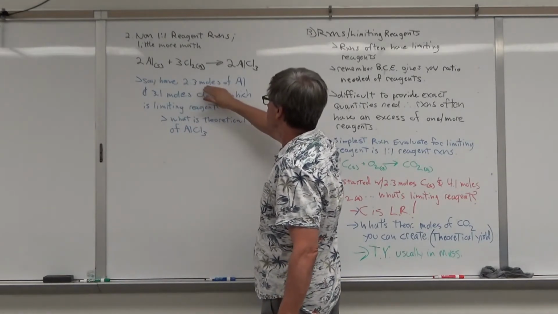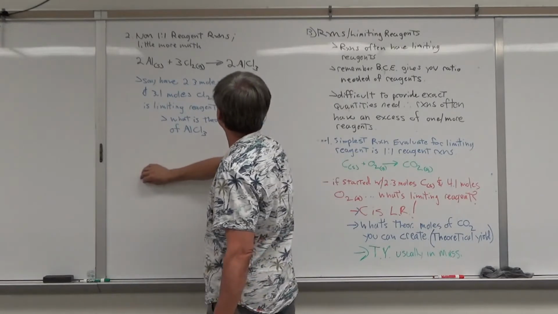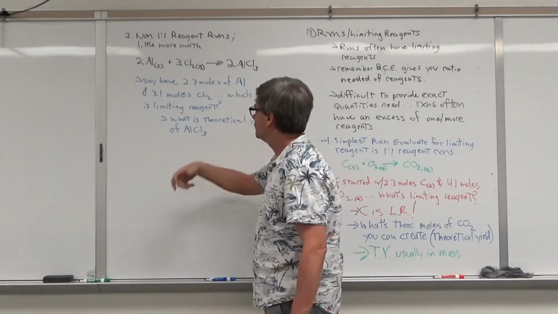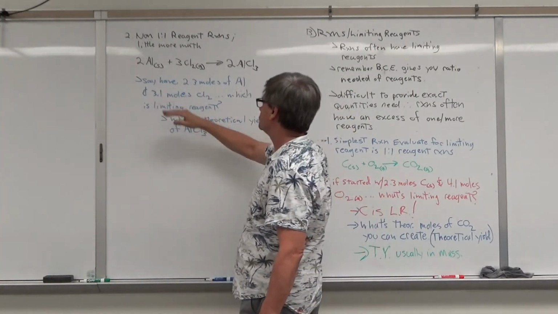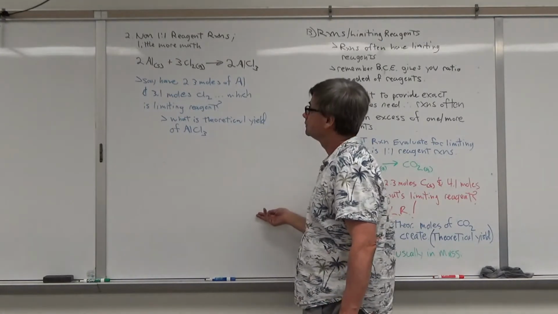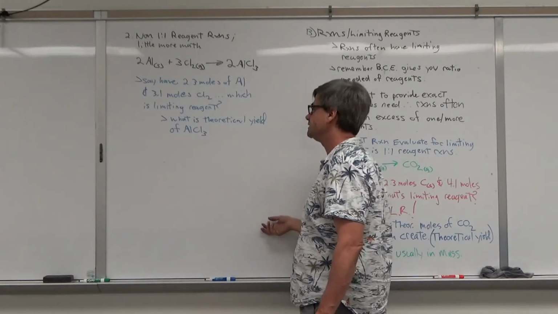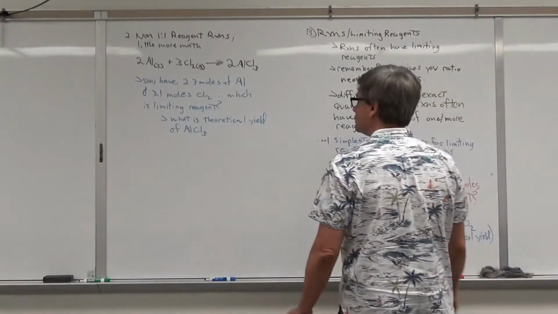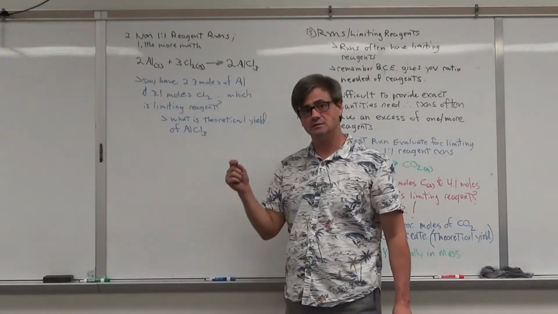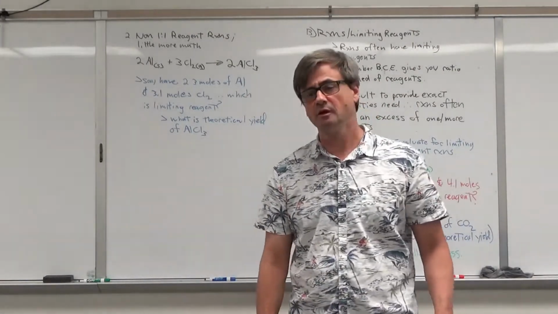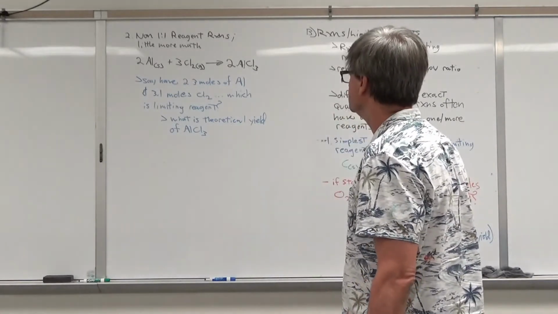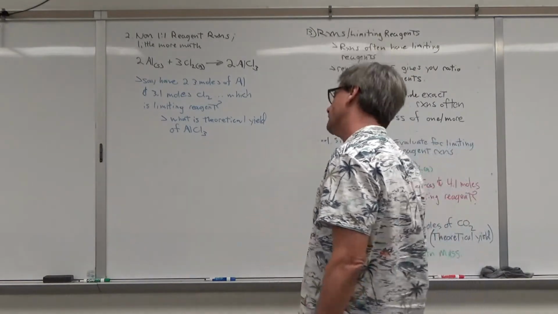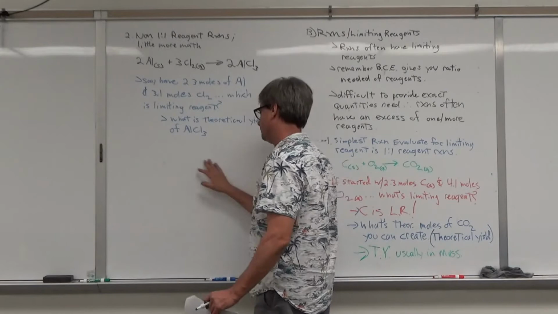Take each one of these and say, well, given 2.3 moles of aluminum, how much chlorine would I need? And then I go, well, given 3.1 moles of chlorine, how much aluminum would I need? One of those will generate more than you got. And if it generates more than you got, you know that it itself is the limiting reagent. You don't have enough to do all of it. It'll be very clear when I do it here.